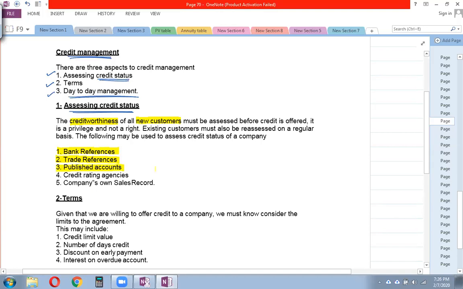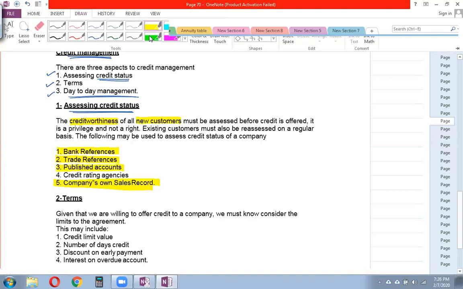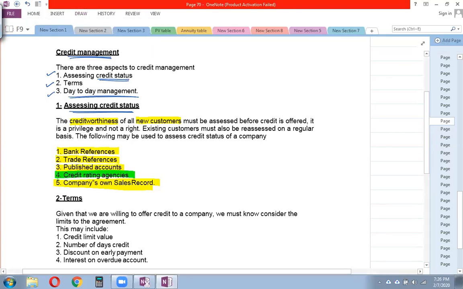If it is an existing customer, then you can see your own sales records. You can see if the customer has paid you on time or not before. But the more modern technique is the credit rating agencies. These are agencies who give you this service to assess the creditworthiness of your customer.